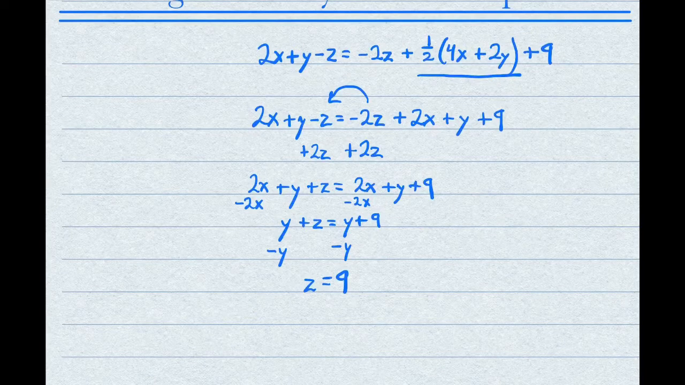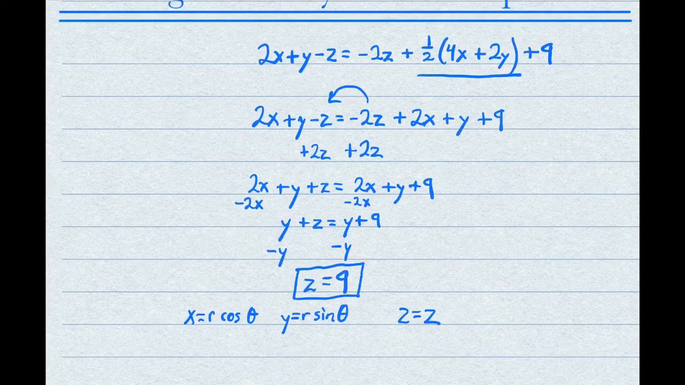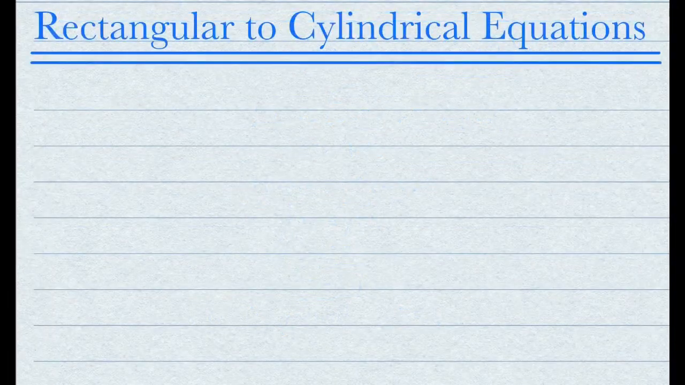So as we saw in the last problem, once you get to this part where z equals 9, that's the answer itself. There's really nothing you can do. And it goes back to how z equals z, whereas x equals r cosine theta, and y equals r sine theta. There's no x or y coordinate to convert. So z equals 9 is your answer. So let's look at another problem now.